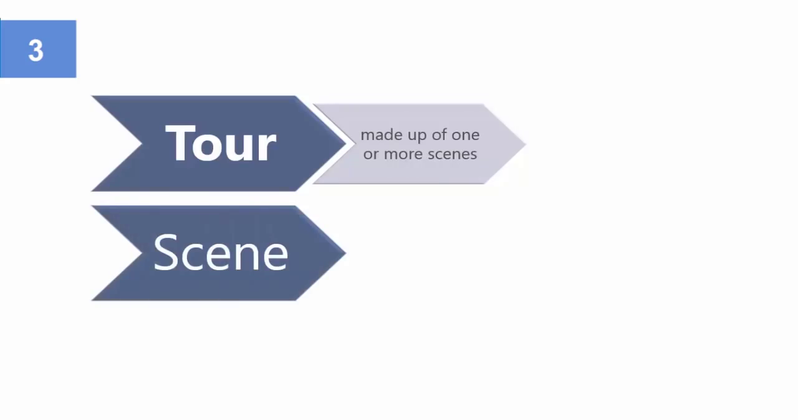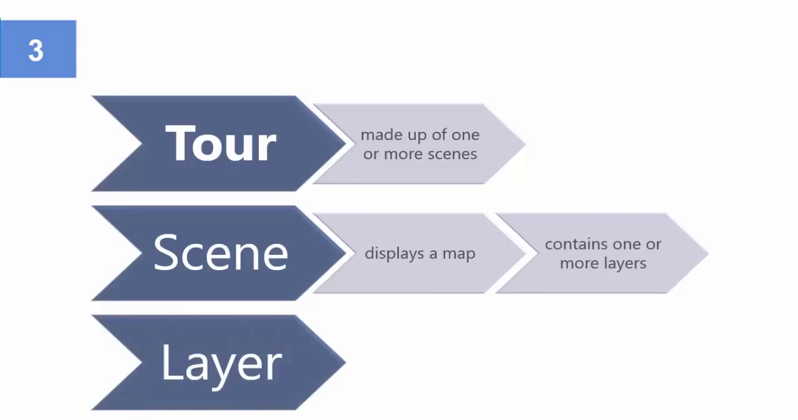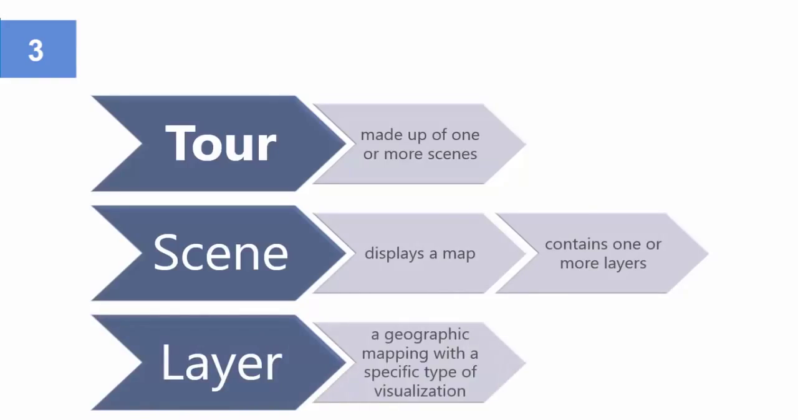Keep the following terms in mind. A tour is the outermost container for Power Map, although an Excel workbook can contain multiple tours. Analogous to a Microsoft PowerPoint presentation, each tour is made up of one or more scenes. A scene is similar to a slide in a PowerPoint deck, and a scene will display a map. The map contains one or more layers. A layer is a geographic mapping, for example states, with a specific type of visualization, for example columns.